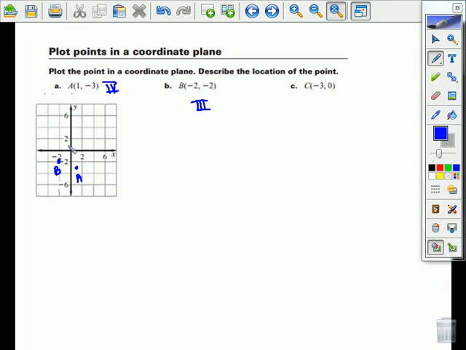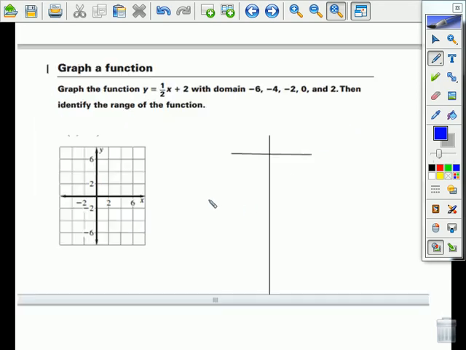And point C is left 3, and then we don't go up or down. So this is on the x-axis, which is the horizontal axis. Okay, next. We're going to graph the function y equals a half x plus 2. They're going to give us the domain of negative 6, negative 4, negative 2, 0, and 2. And then they want us to go ahead and identify the range.